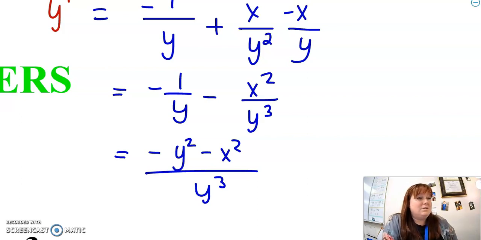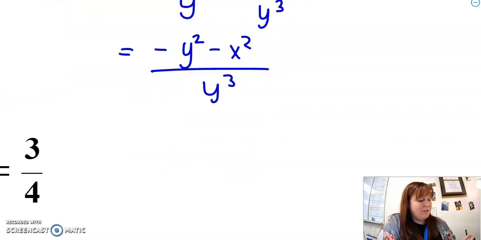And then you're like, can I just be done now? And I'm like, no, because it says just in terms of y. It can't have an x in it at all. And we're like, crap, what do we do now? Well, guess what? Let's try something.